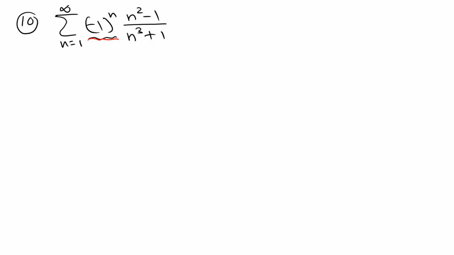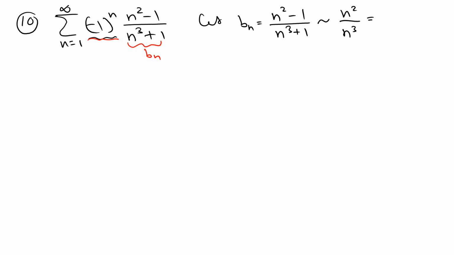To do that, we normally call this term Bn. So let Bn equal n squared minus 1 over n cubed plus 1. You can see this almost looks like n squared over n cubed when n is large, which simplifies to 1 over n. So that means this behaves like 1 over n. That means it's positive, continuous, decreasing.